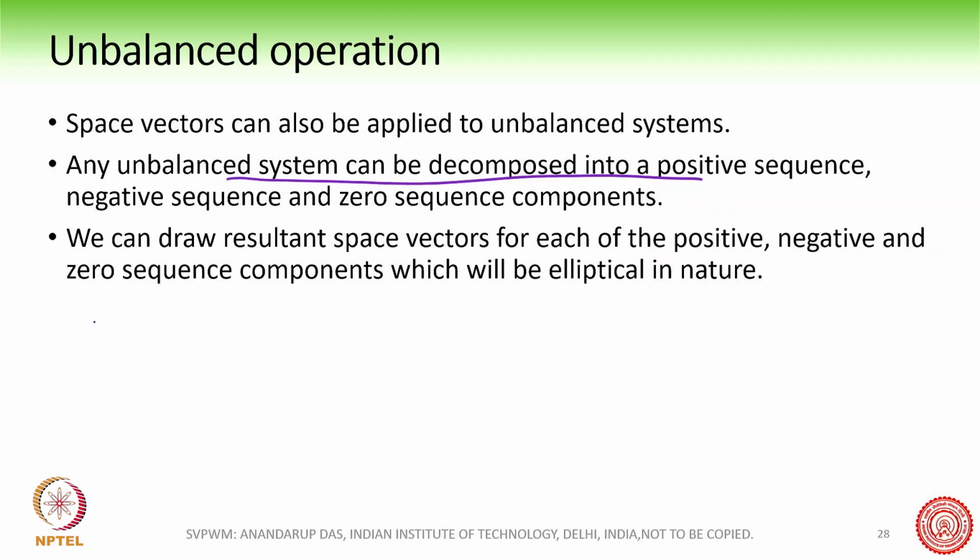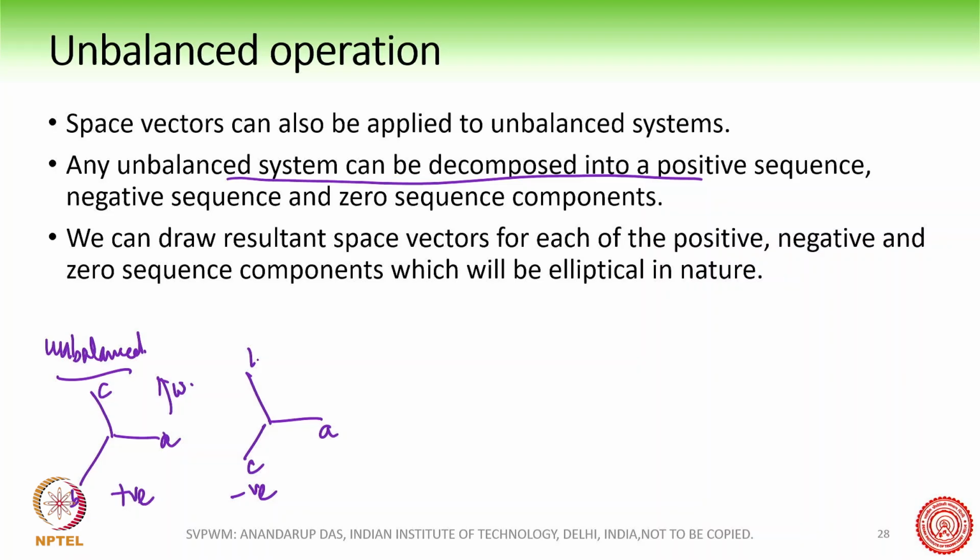Suppose you have an unbalanced system, so you have three sets of phasors. If this is a positive sequence component, which rotates with the speed of omega, then you have the negative sequence component, and then you have the zero sequence components. So this is the Fortescue transformation.